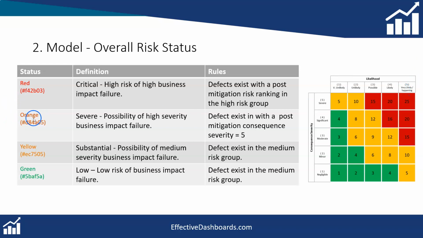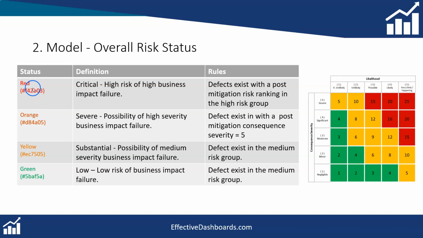Now the other thing I've got here is a kind of in-between red and yellow status, which is orange. And this is possibility of high severity business impact failure. If we've got no reds, but we do have defects that are sitting in this area here, so a defect exists in the post-mitigation consequences with severity equals 5, it basically means we've got something sitting here. So even though it's very unlikely or unlikely to happen, we've still got a potential for a severe incident to happen. And that's why I've put this orange in here.